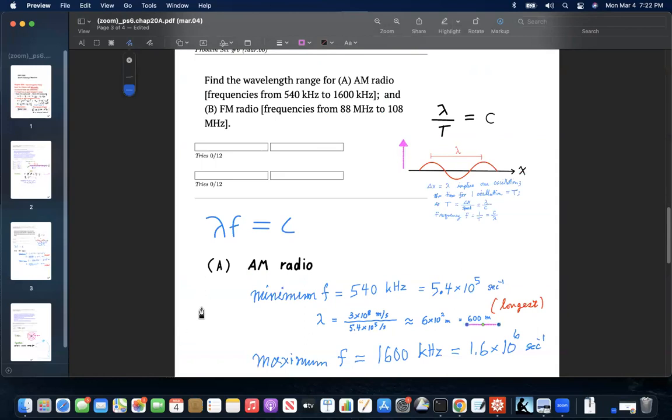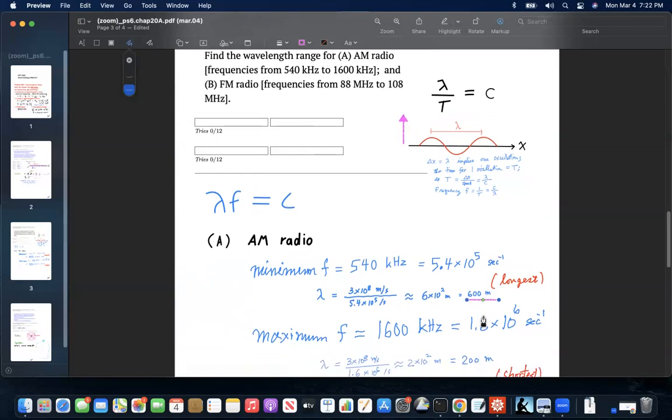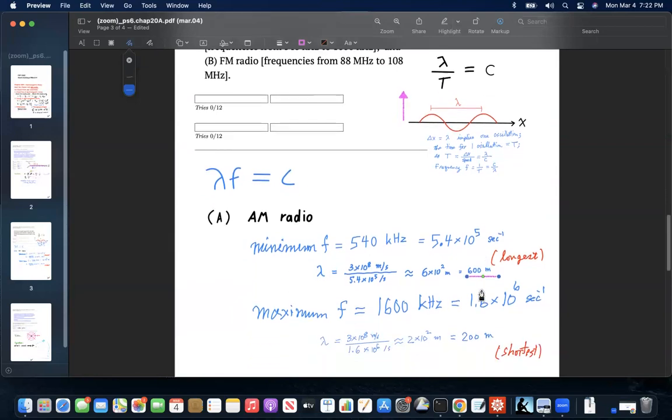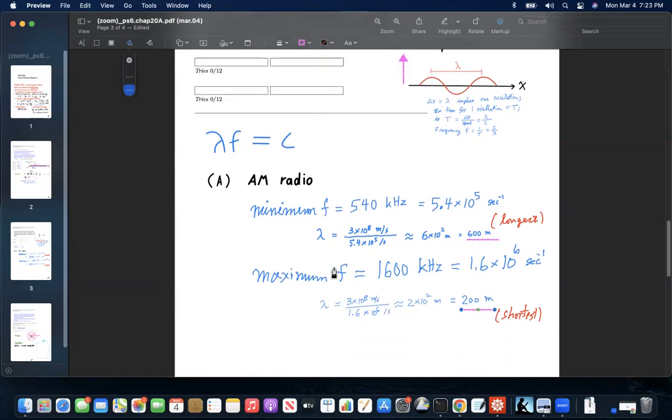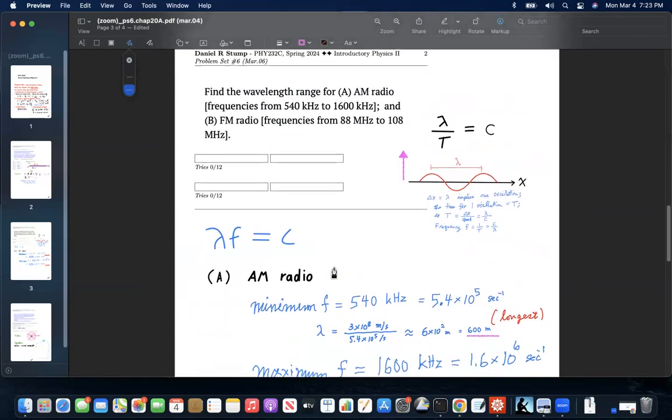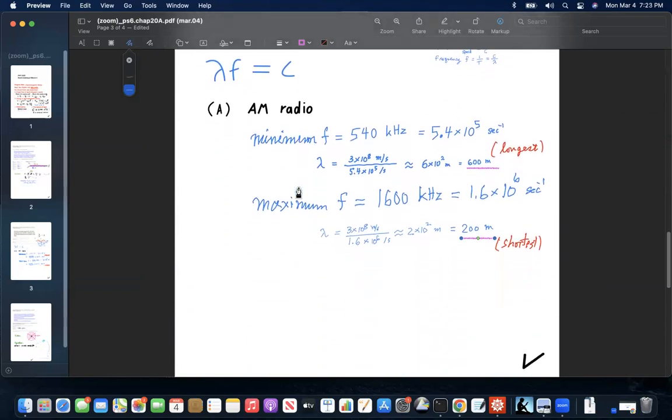So that's AM radio. It ranges from the longest wavelength of about 600 meters. To calculate the shortest wavelength, we would take the maximum frequency. Wavelength and frequency are inverses. So the maximum frequency gives us the smallest wavelength, would be about 200 meters. And there's also part B, the case of FM radio.